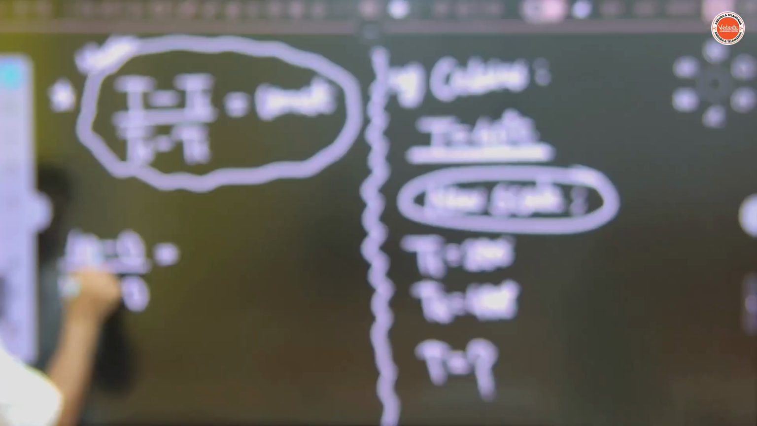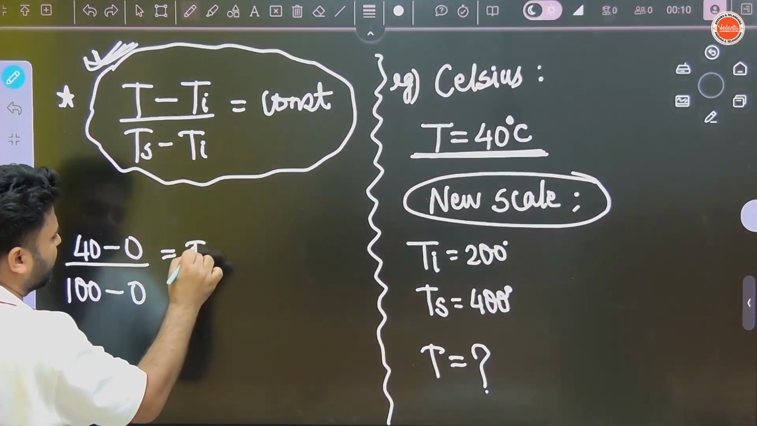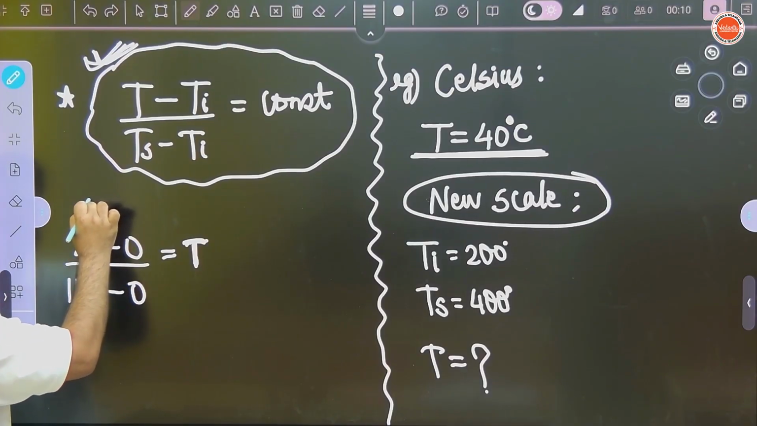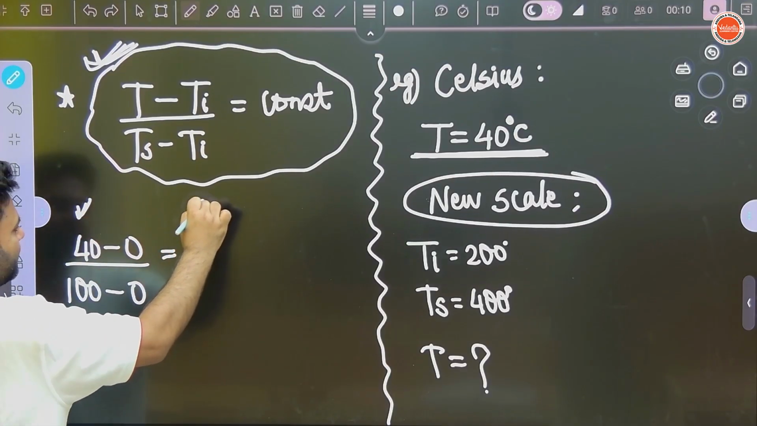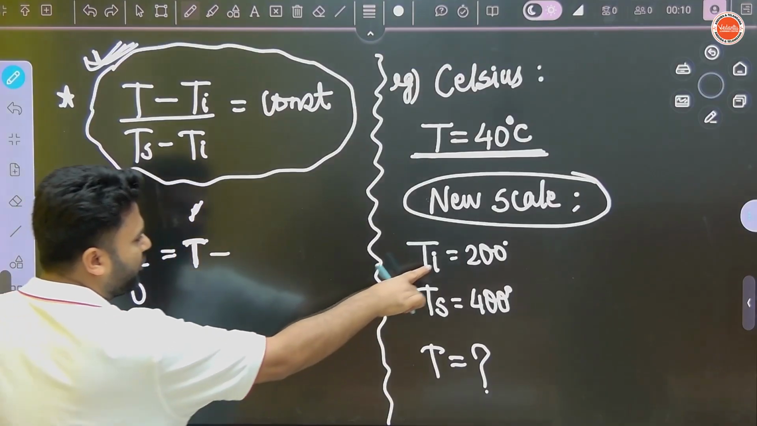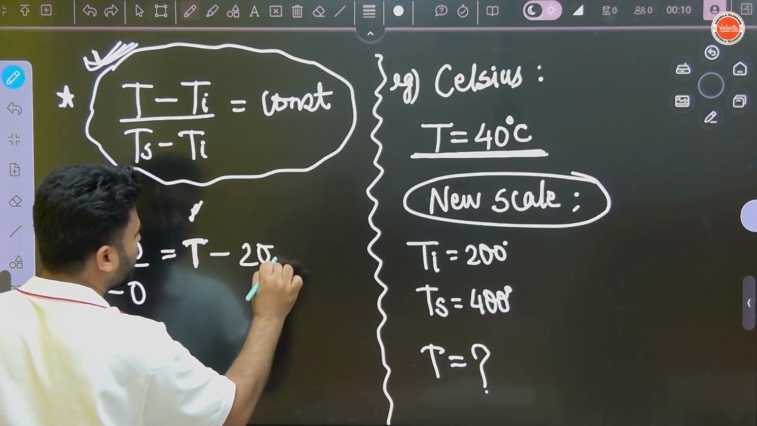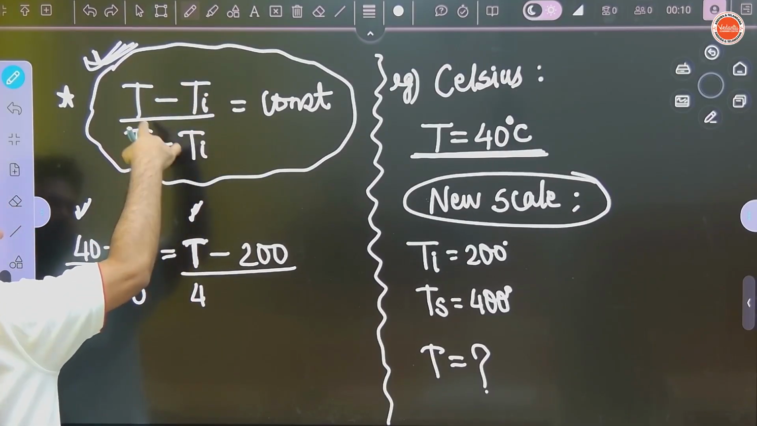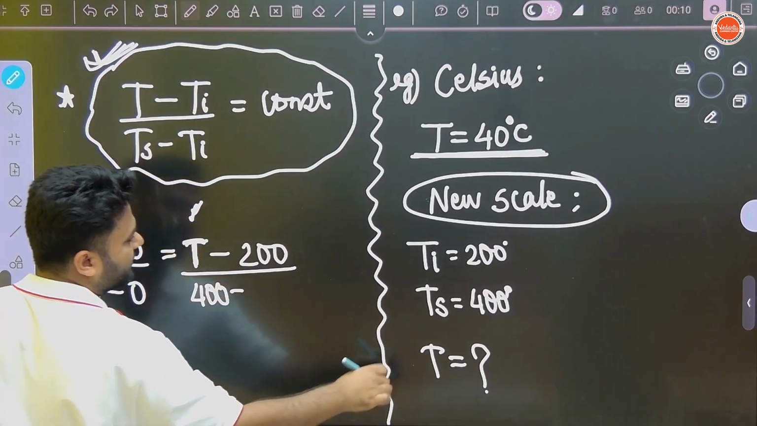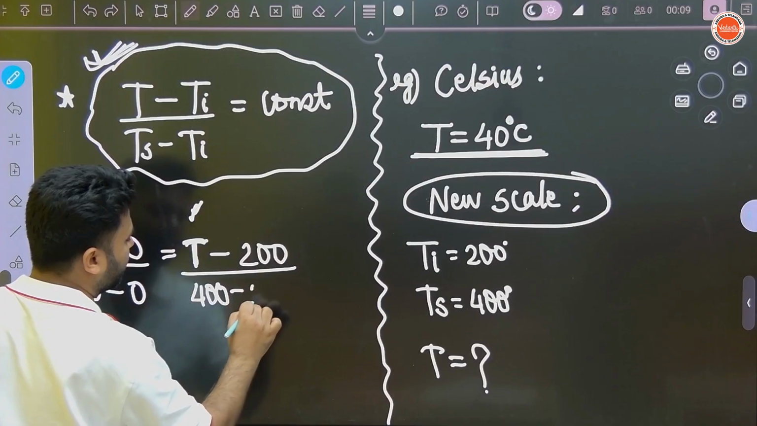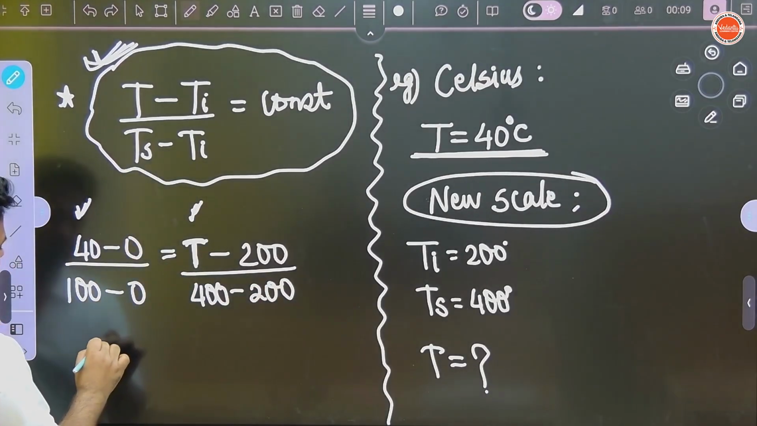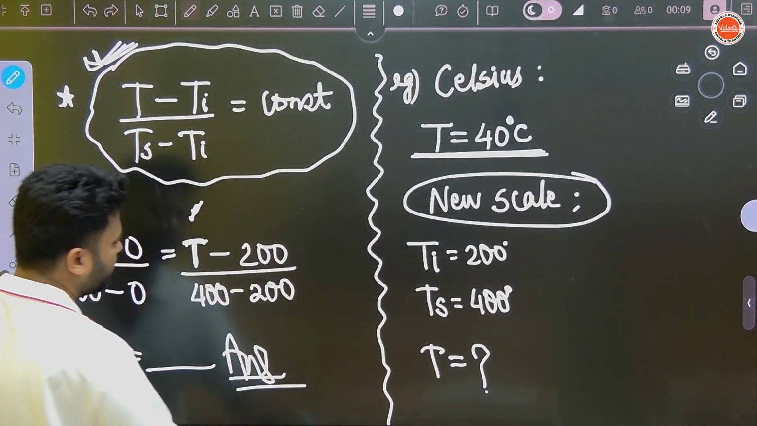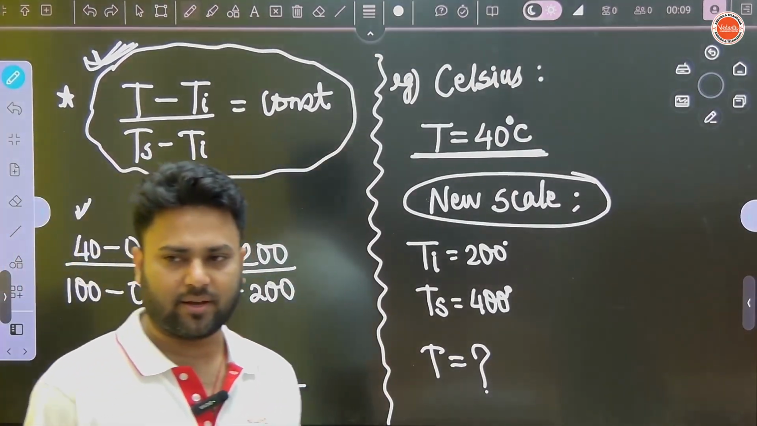So for 40 degree, what will be the temperature here? That we have to calculate. We don't know, if the temperature in the Celsius is 40, what is the temperature in the new scale? Minus ice point temperature 200, divided by steam point temperature 400 minus again ice point temperature, that is 200. This formula you have to apply. So you can solve this and you will get the answer. Correct?